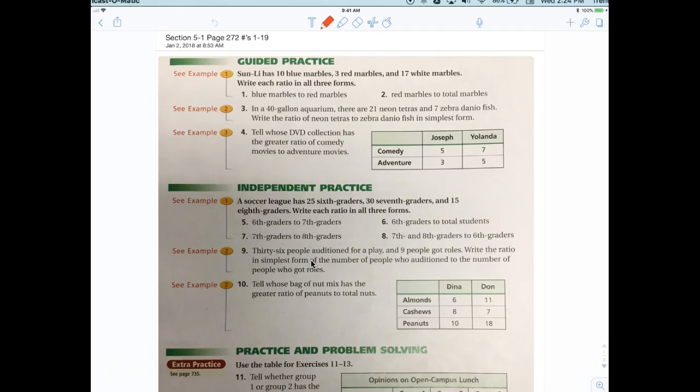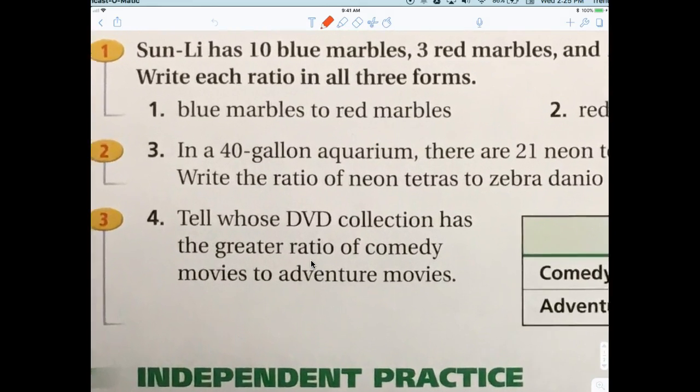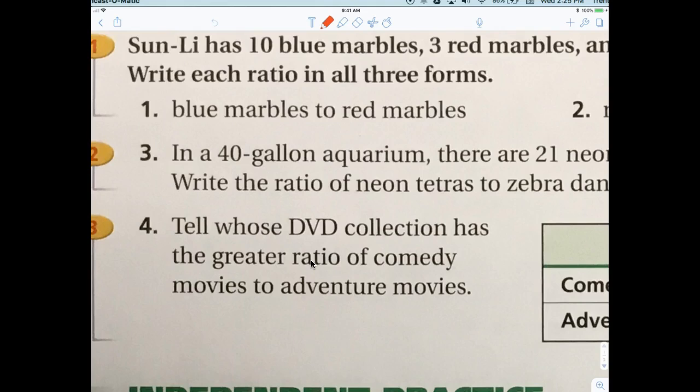So, again, we're writing each ratio. Now, a ratio is like a thing showing how much you have. For this one, it'd be 10 to 3, because you have 10 blue marbles and 3 red marbles. So you could write it in 3 forms: 10 to 3 this way, a fraction, 10 over 3, and a colon, 10:3. Should we write all 3 forms? Yeah, that's what it says.